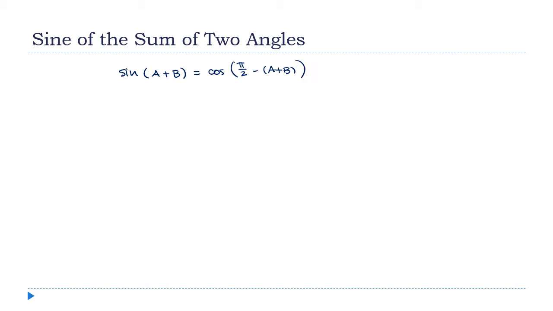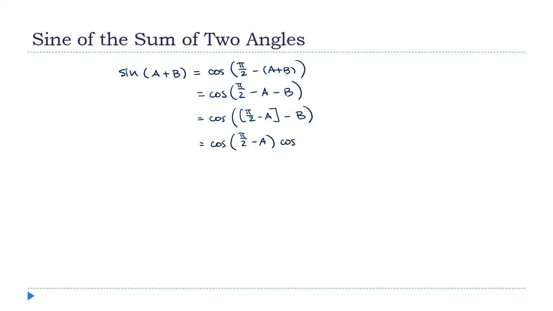That's the cofunction identity. All right, so now I'm going to rearrange this a little bit. I'm just going to distribute that minus sign. This is the cosine of pi over 2 minus A minus B. And now I'm going to group this again: cosine of (pi over 2 minus A) minus B. Now I'm going to use my cosine difference formula. This is the cosine of pi over 2 minus A times the cosine of B.